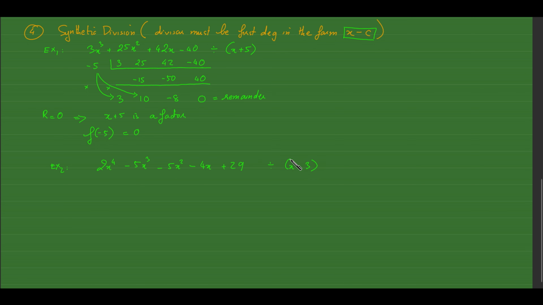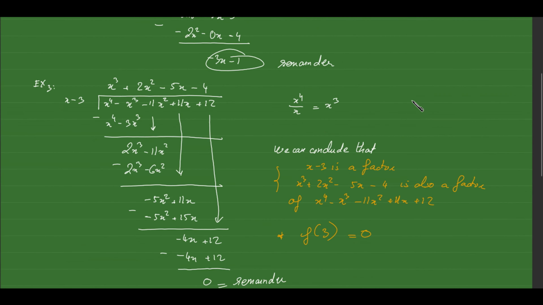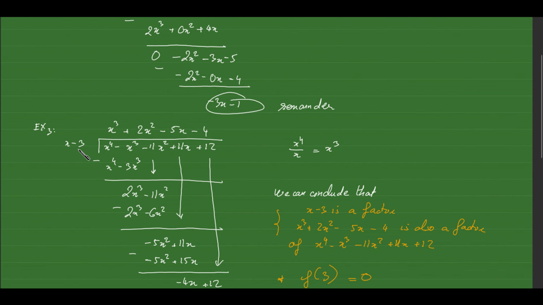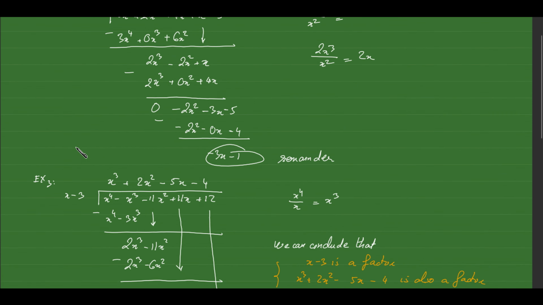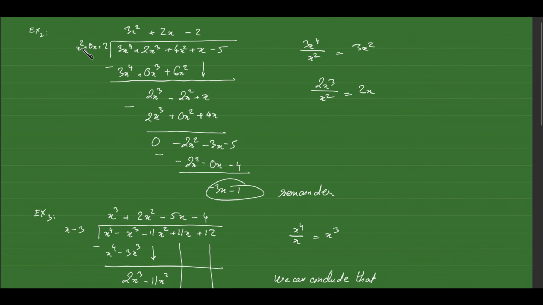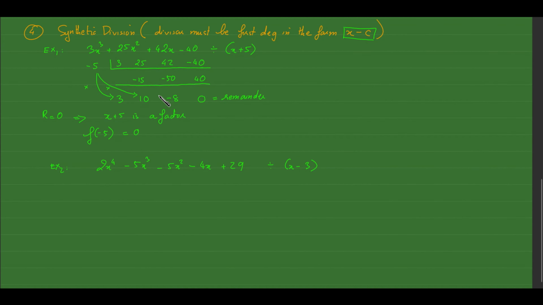Okay, so you see that my divisor is always in this form. If it's something different, then we cannot do it. For example, the one right over here, I can do synthetic division because it's x minus c. But look at this one, I cannot do it because this is x squared plus 2. I must do long division, which is the way we set up like this. So let's set up synthetic division.